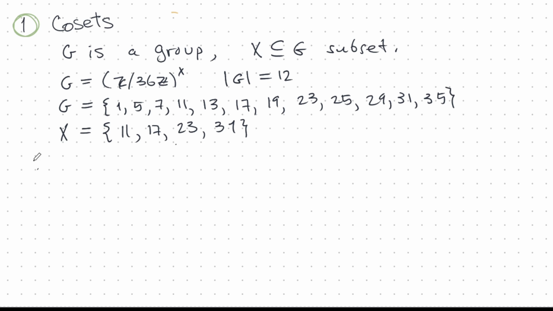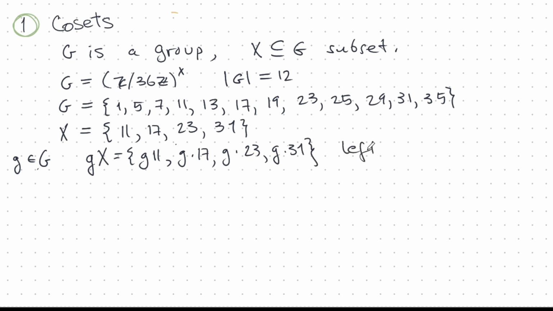So what we can do is take an element g of G and form this new subset, g times X. So I take g and multiply g times 11, g times 17, g times 23, and g times 31, and that gives us the left coset. And remember, the times here is mod 36.